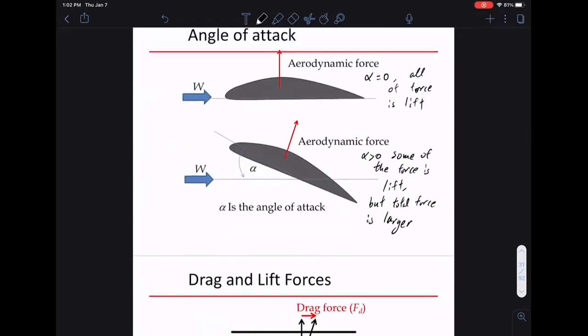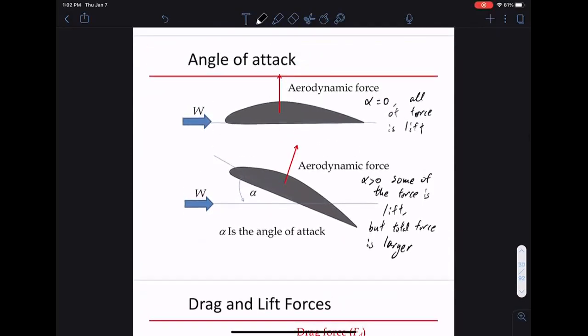So let's say you have two different angles of attack here. For this one, air does get bent downwards, but relatively small. The motion of air may be relatively small, so the force could be smaller.